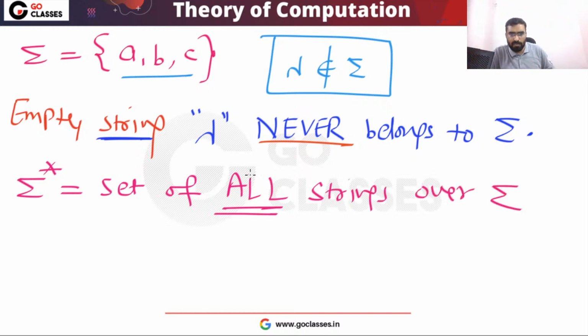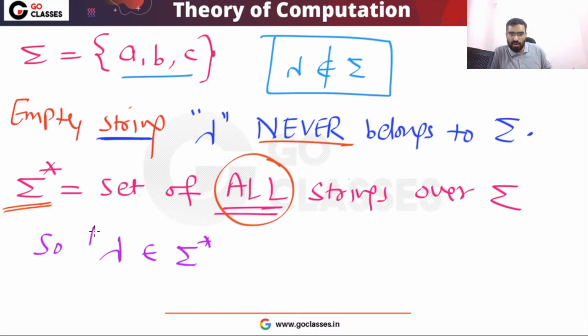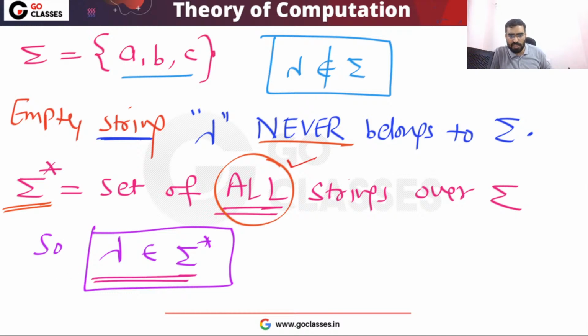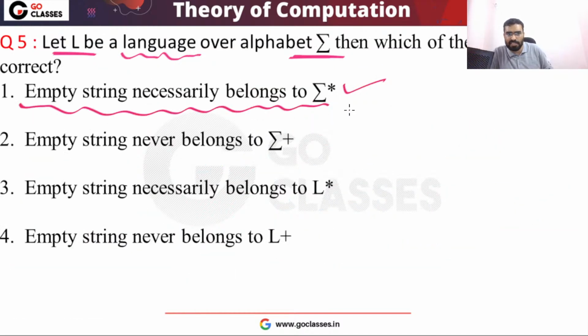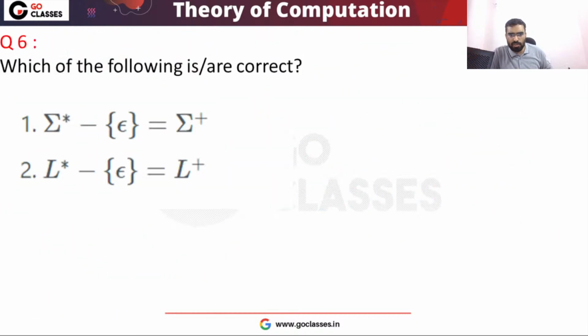And you can notice, because sigma star is the set of all strings, I can say this empty string definitely belongs to sigma star. It will always belong to sigma star, correct? Because sigma star is the set of all strings, and in all the strings, the empty string is also there. So I can say the empty string definitely belongs to sigma star. This statement is correct.